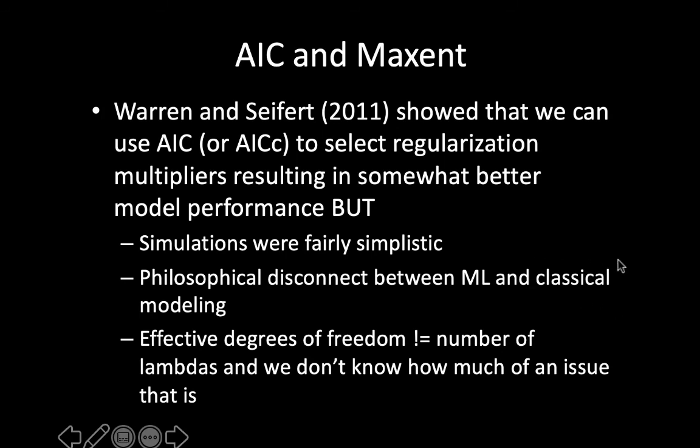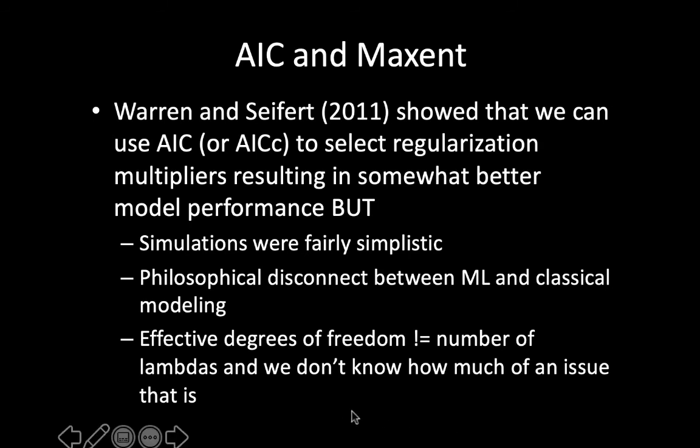It's also worth mentioning, as I sort of brought up already, there is a philosophical disconnect between machine learning and classical modeling and Maxent, even though the math is very similar between the L1 lasso and what AIC is doing here. Underlying that math is a fundamental difference in what you want a model to do. So it's worth just keeping that in mind.